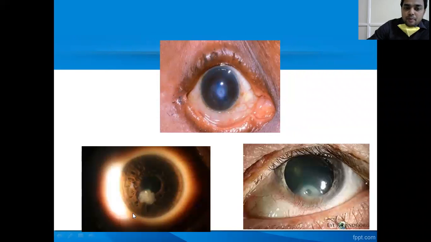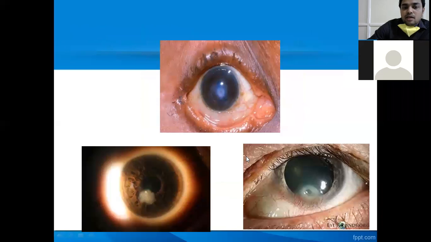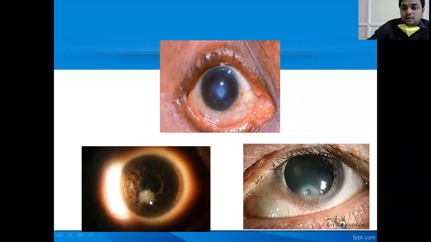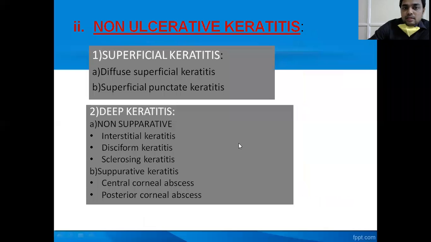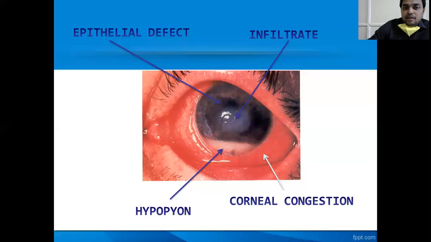So this is about the location of the ulcer. Here we see that the ulcer is present at the central 5 mm optical zone. That we call a central corneal ulcer. Here it is paracentral, just outside the 5 mm zone, and this is the peripheral ulcer. So based on the location: central, paracentral, and peripheral. So this is about ulcerative keratitis.